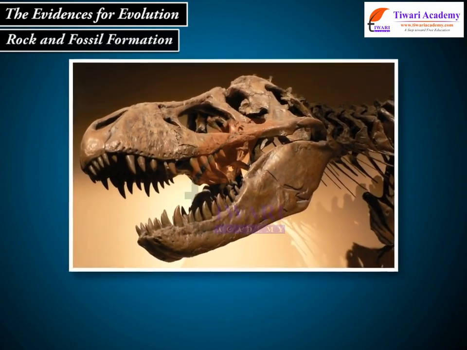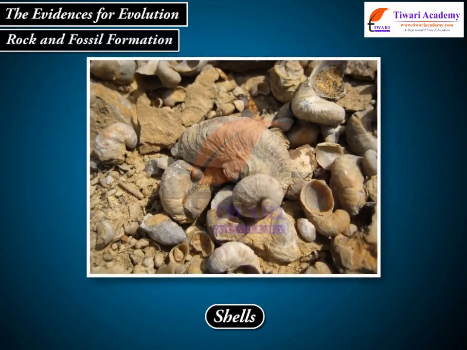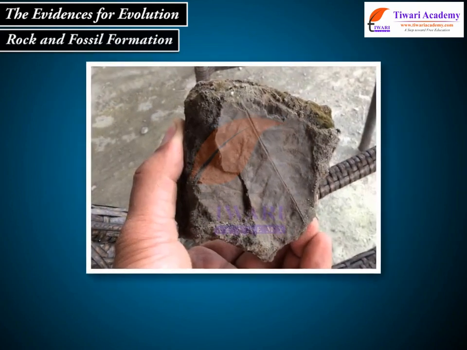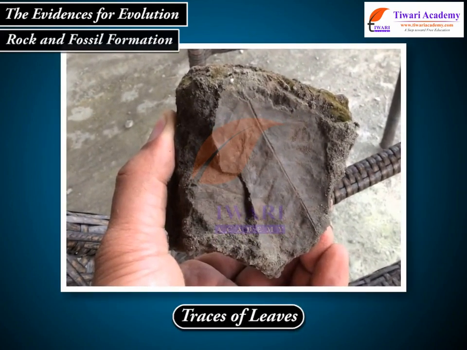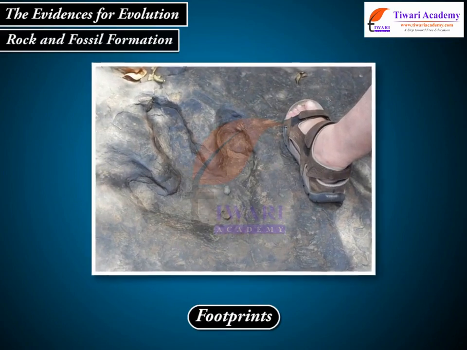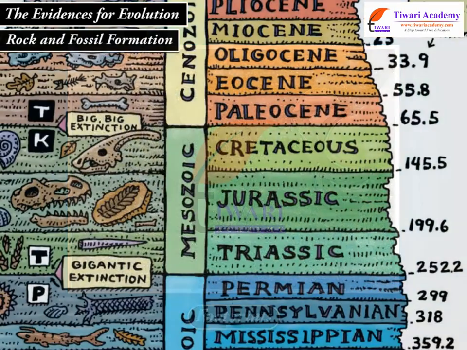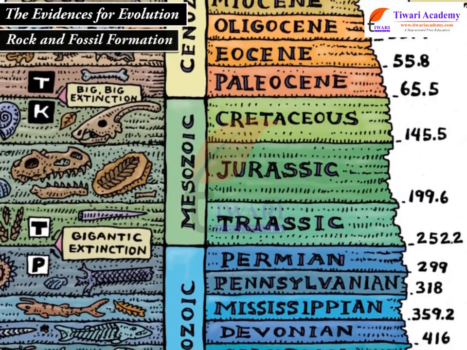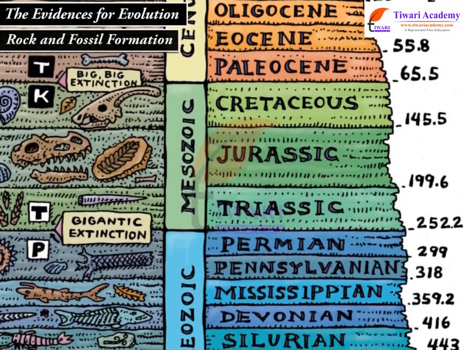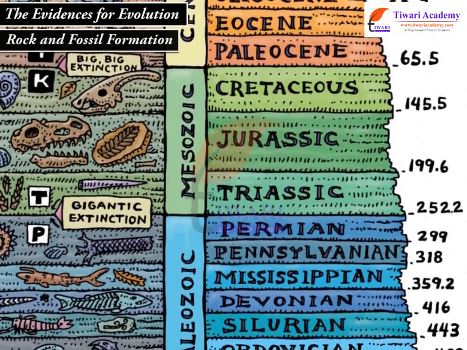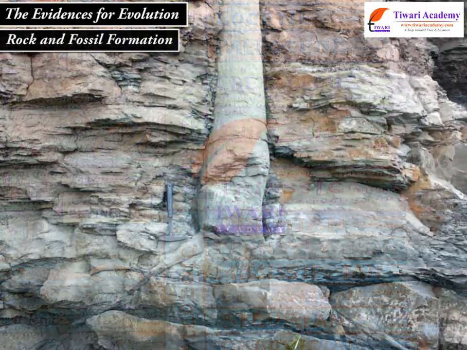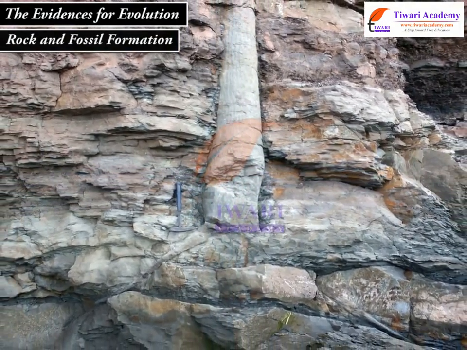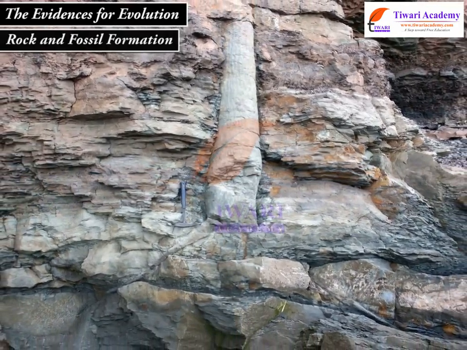Fossils of prehistoric life can be bones, shells, or teeth, and they can also be traces of leaves or footprints left behind by organisms. Together, fossils can be used to construct a fossil record that offers a timeline of fossils reaching back through history. The strata of rock in which fossils are found give clues about their relative ages.